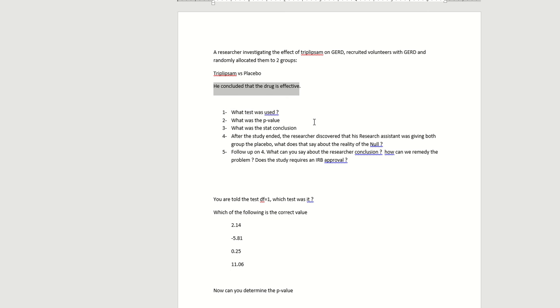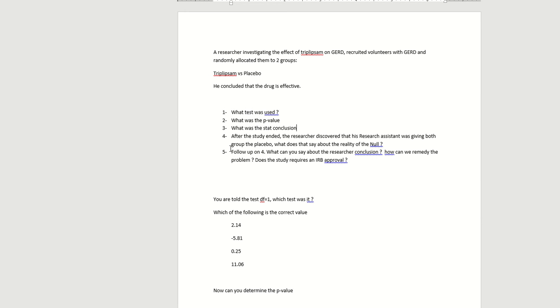What was the statistical conclusion? That's question number 3. Since he actually concluded that there is an effect, then his statistical conclusion had to be that he rejected the null hypothesis. So what we know so far is that he got a small p-value less than alpha, he rejected the null hypothesis, and he concluded that the drug is effective.